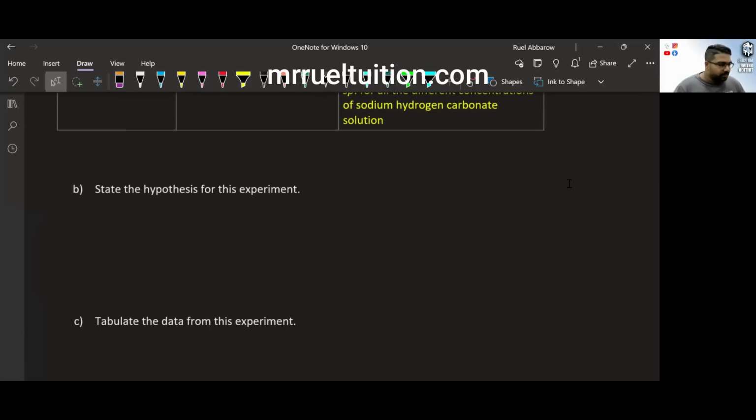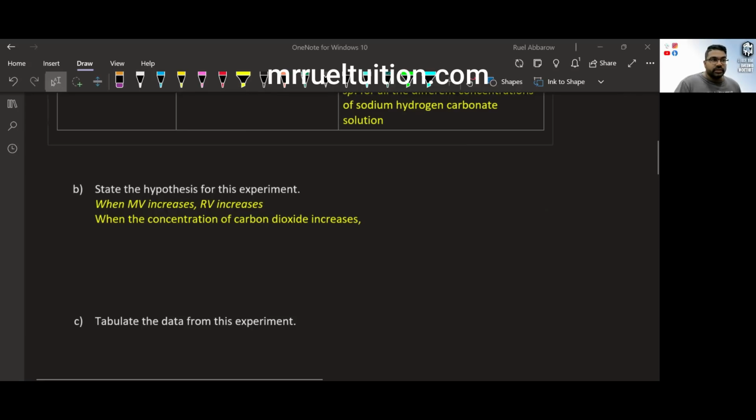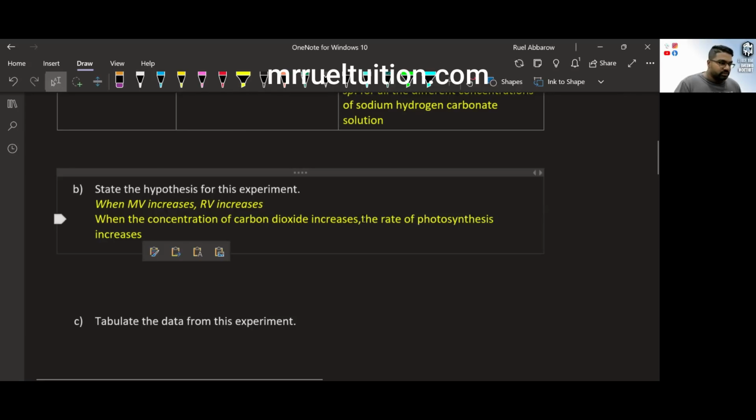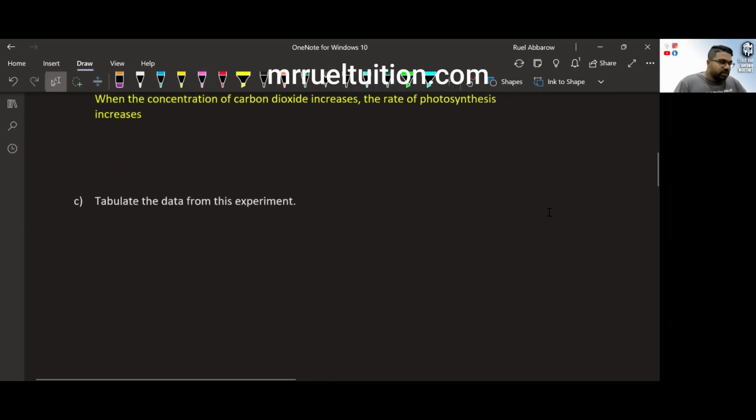All right. So for hypothesis, we can use the usual format. When MV increases, RV increases, right? So here again, we use the theoretical variables. So when the concentration of carbon dioxide increases, rather than the concentration of sodium hydrogen carbonate solution, when the concentration of carbon dioxide increases, the rate of photosynthesis increases, right? Okay, so tabulate the data.